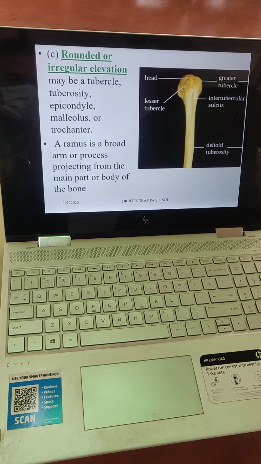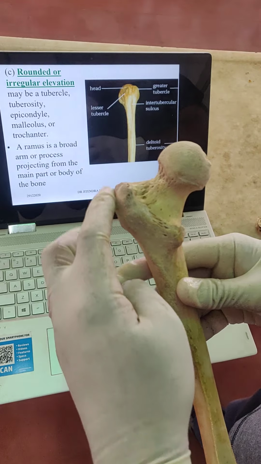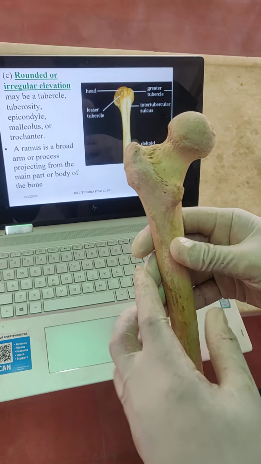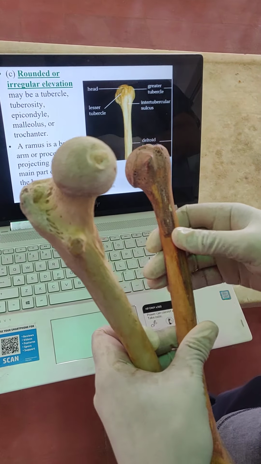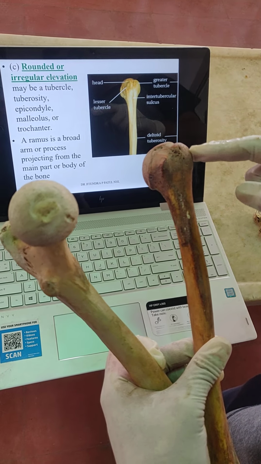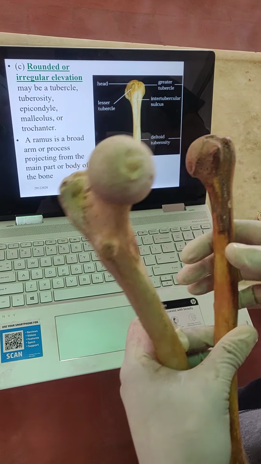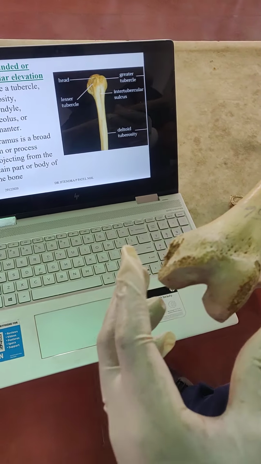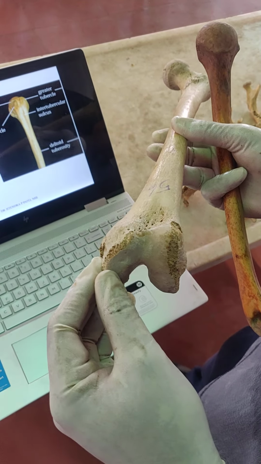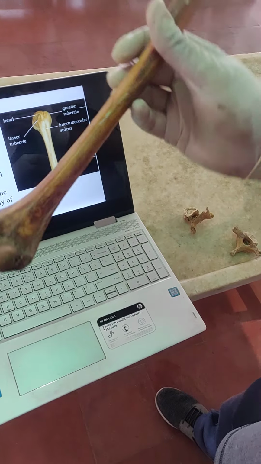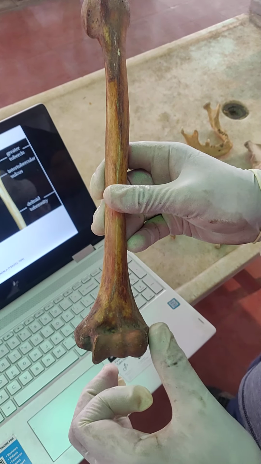For rounded or irregular elevated areas, inside the femur the large elevated area is called the greater trochanter. The small one is called the lesser trochanter. If I go over the humerus, here there is a large elevated area called the greater tubercle. The small elevated area is called the lesser tubercle. This is the condyle, a large elevated area. It is the medial condyle and lateral condyle. Here you can see this is the epicondyle. These are the two, medial epicondyle and lateral epicondyle.